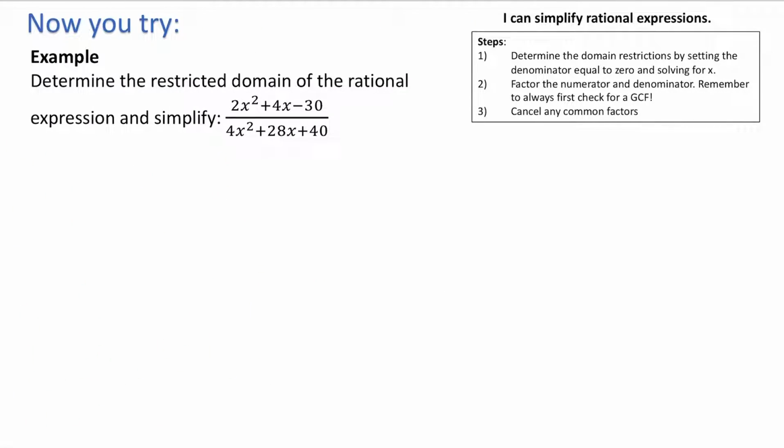So now go ahead and pause the video and try this example on your own.